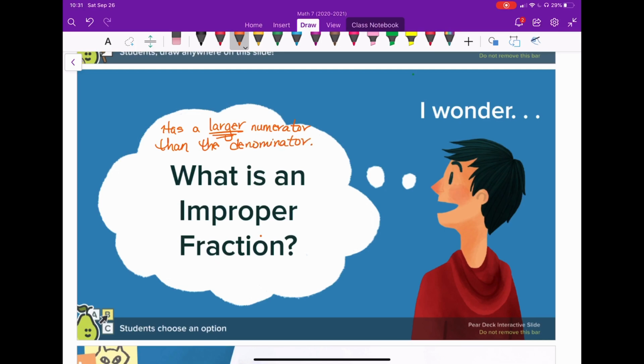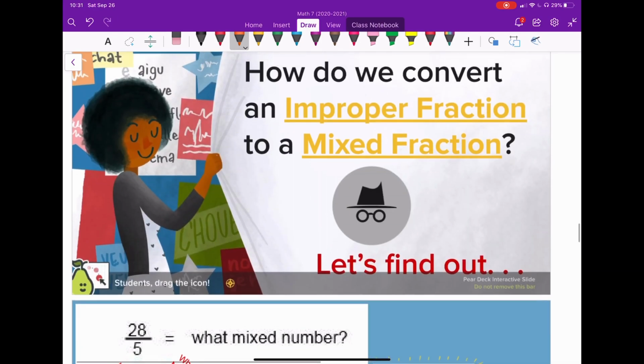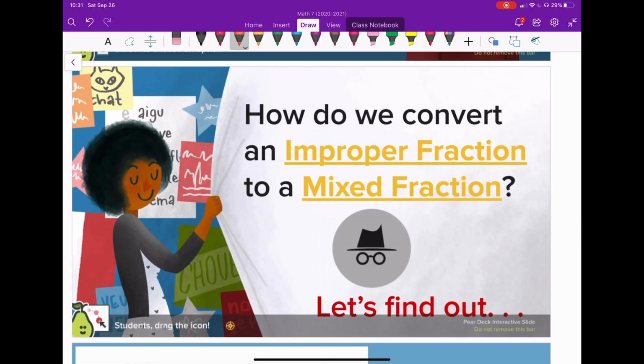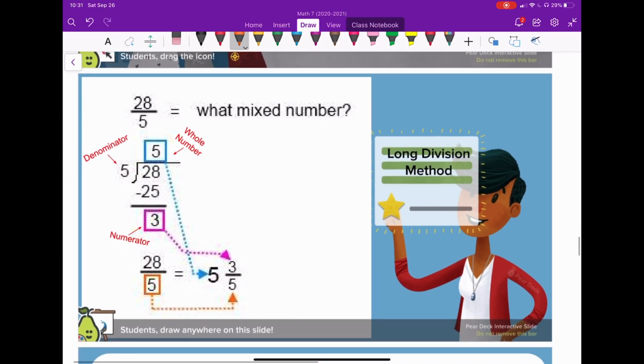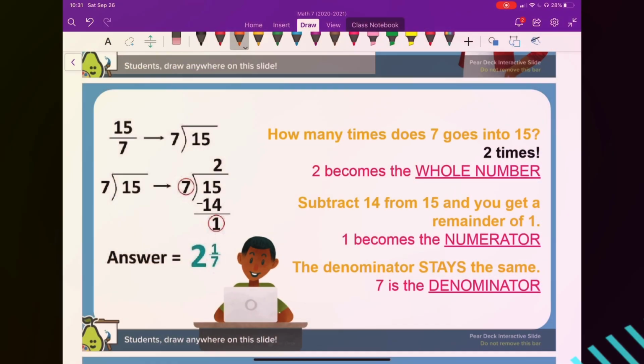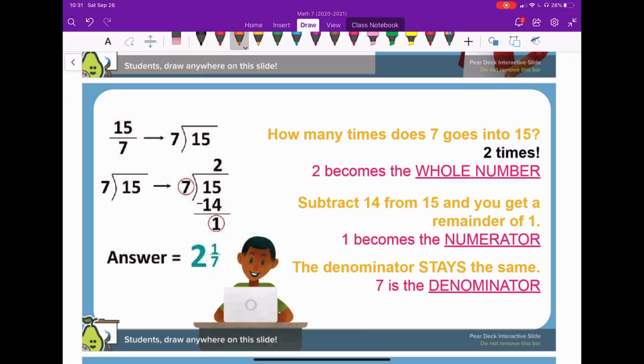Okay, try to become familiar with the vocabulary. An improper fraction has a bigger numerator than the denominator. So, how do we convert an improper fraction to a mixed number? Let's find out. I just talked about this slide in class, which is explaining and reviewing the long division method. So, I have the improper fraction 15 over 7.